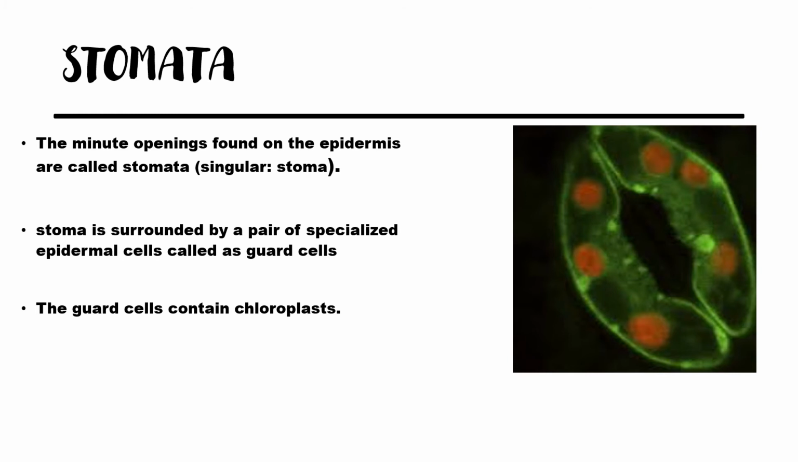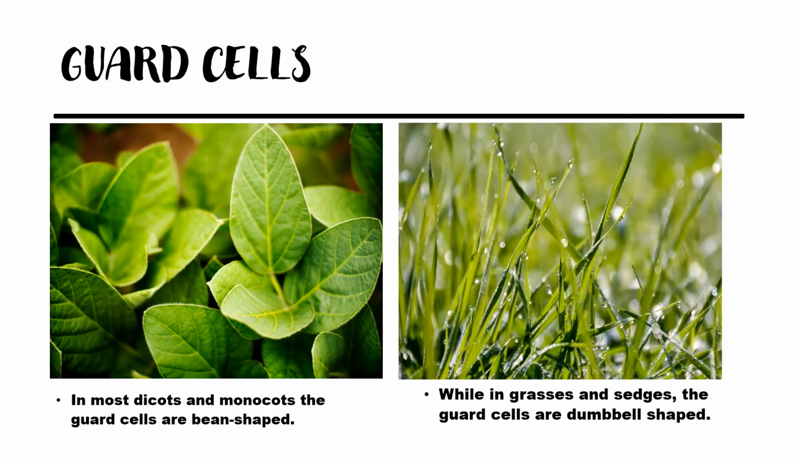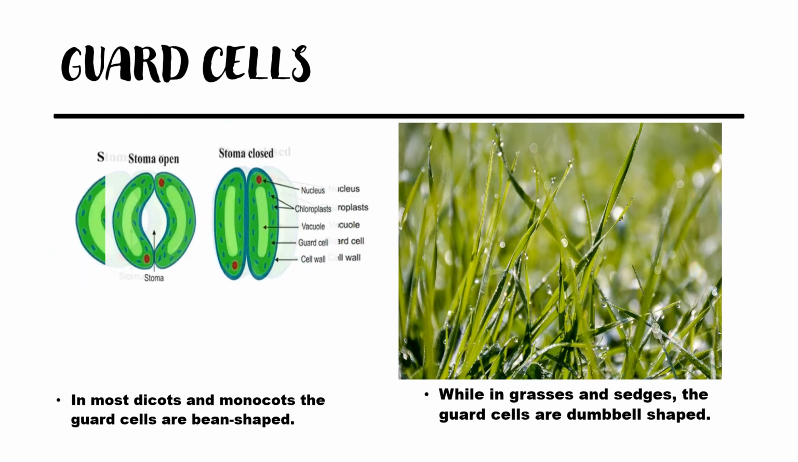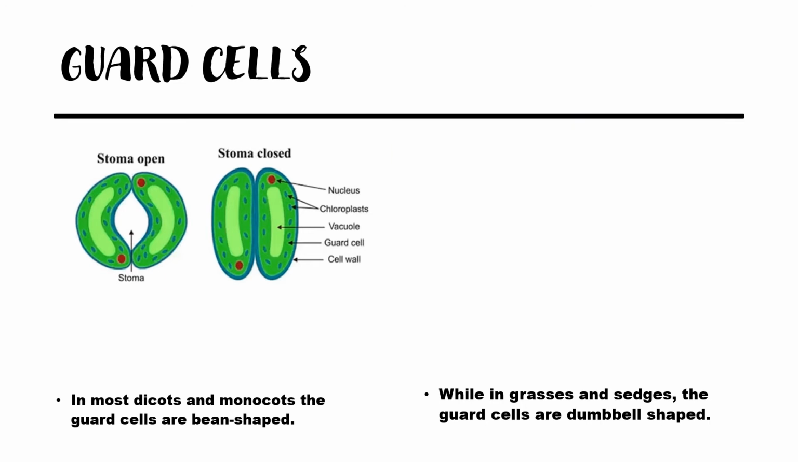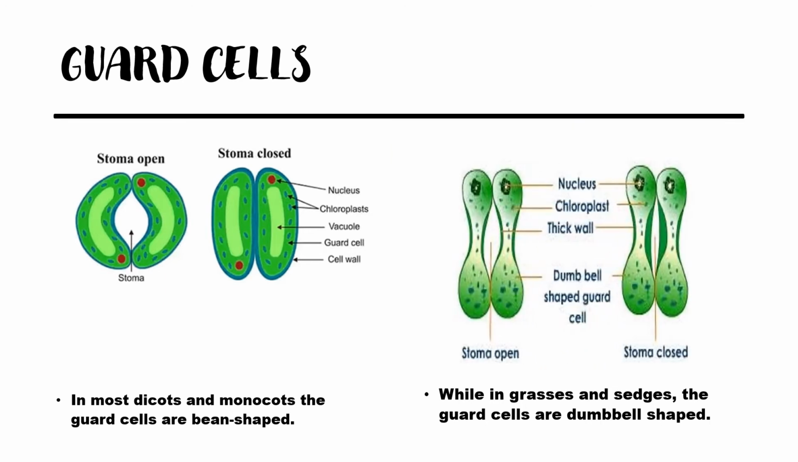The guard cells contain chloroplast. If we look at the guard cells of many dicots and monocots, they are bean shaped. This is when stomata is open and this is when stomata is closed. But in grasses and sedges, the guard cell is dumbbell shaped.